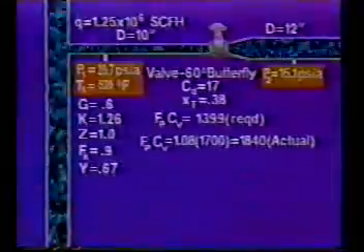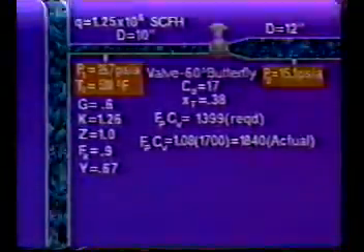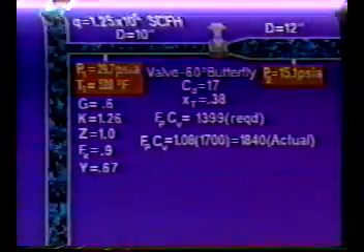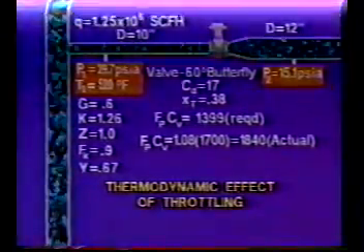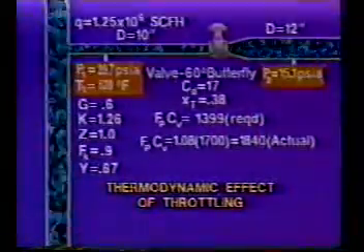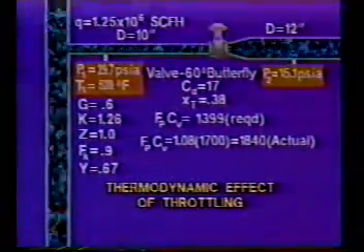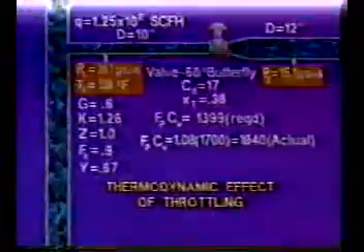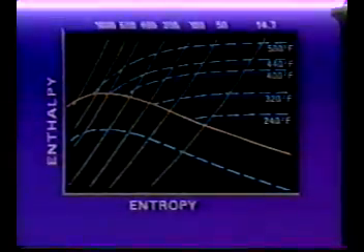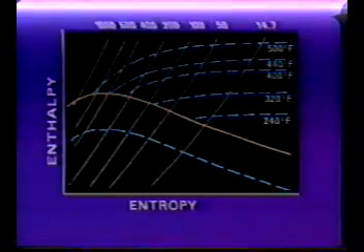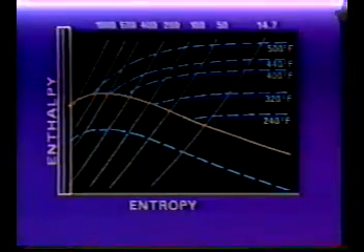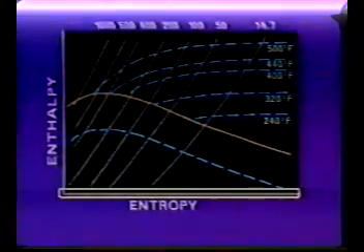Now there is an additional consideration that must be made when sizing a valve for gas or vapor applications, and that is the thermodynamic effect that throttling will have on the process fluid. To help explain this effect, let's look at a Mollier diagram. This is a portion of a Mollier diagram for steam. Diagrams for other fluids are similar in structure. As you can see, it plots fluid enthalpy against entropy.